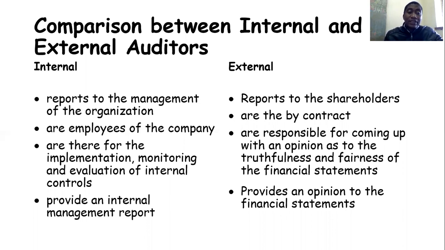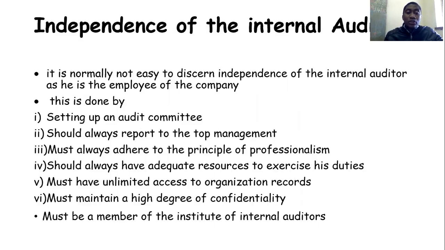So now we understand who is an external auditor and who is an internal auditor. We understand that the internal auditor is an employee of the organization who reports to management, giving them a management report about the implementation, monitoring, and evaluation of the internal controls. Now, how does our internal auditor exercise independence?